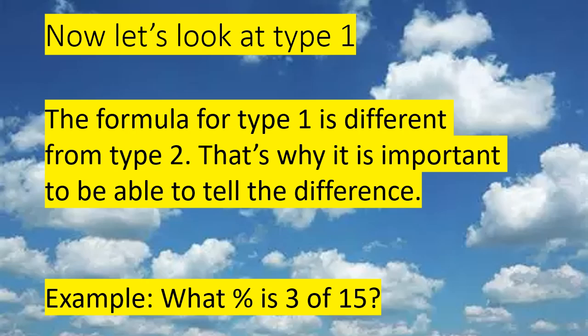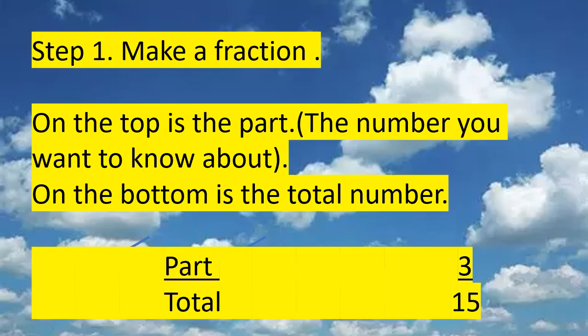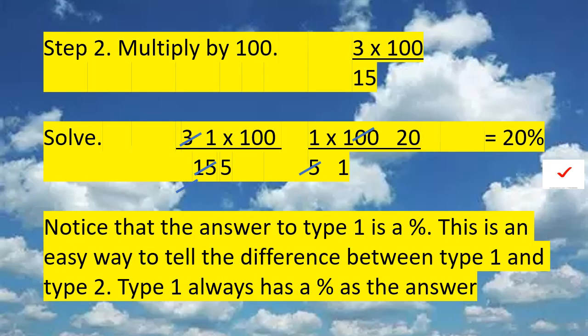So an example of a type 1: what percentage is 3 of 15? You know it's going to be a type 1 because the answer is a percentage. So, step 1, make a fraction. On the top is the part, the number you want to know about. On the bottom is the total number. So in our example, the part is 3 and the total is 15. And then we take that and we multiply it by 100. So 3 by 15 times 100.